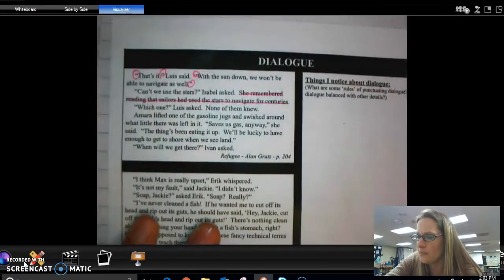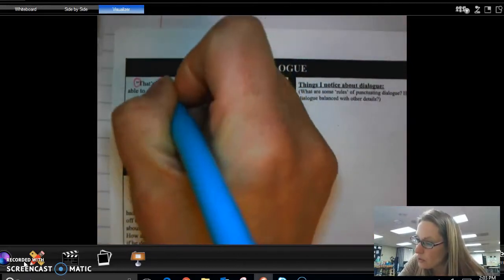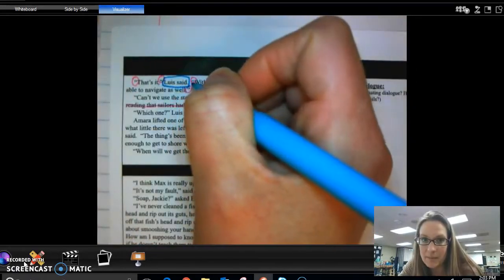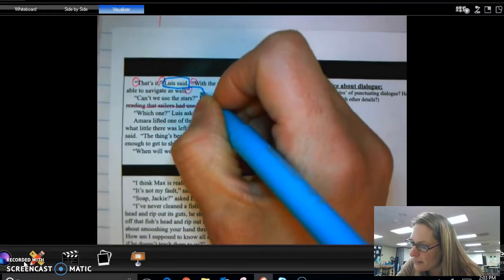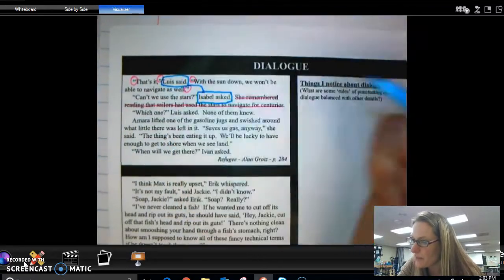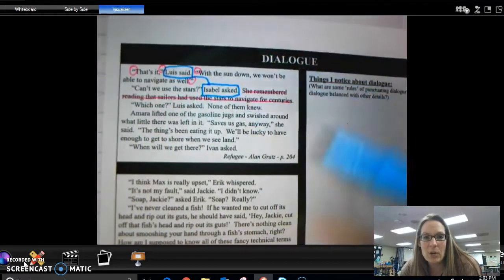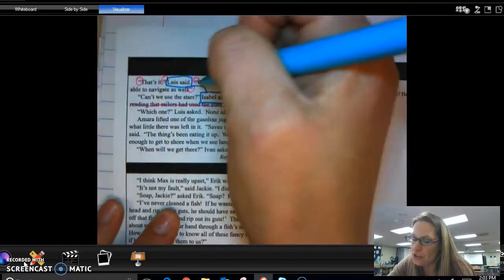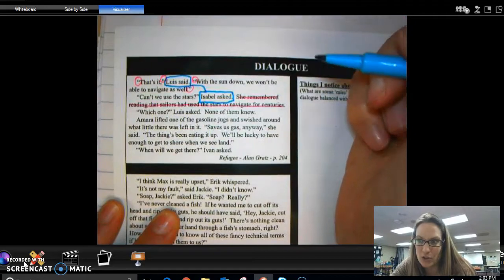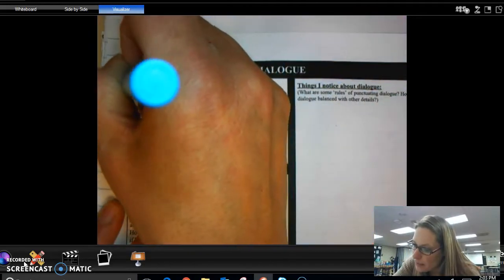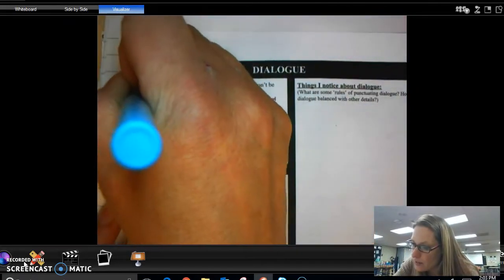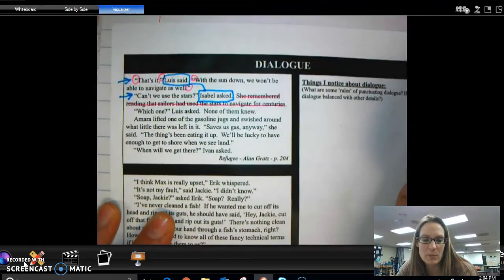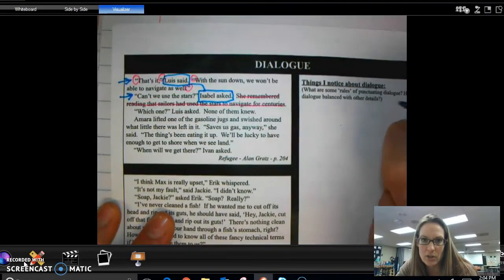Okay, so I'm noticing here the parts that she's not saying have nothing around them. So I'm crossing that off for now so it doesn't throw me off. I also notice here Luis is speaking, and then in the next line, Isabel is speaking. And so what I noticed with that is, what did the writer do before the next character started talking? Well, because this is by Alan Gratz, he indented the next paragraph where the next character started speaking.